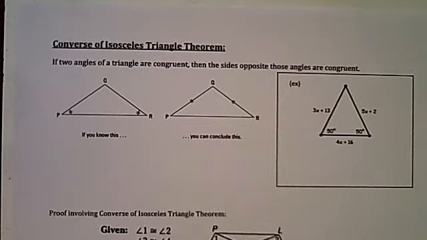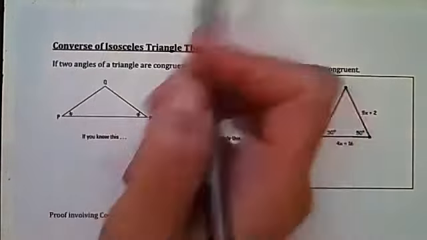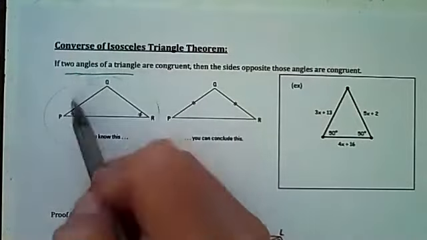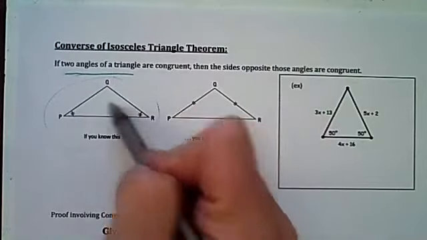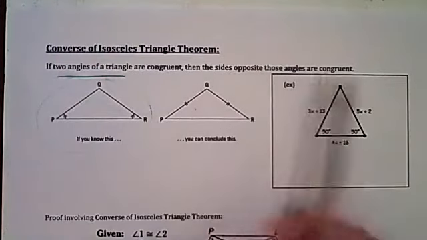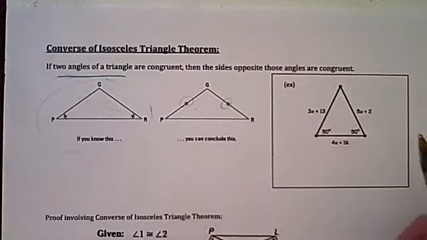So the converse of that theorem would flip it. And instead of saying if two sides, it's going to be if two angles. So this time you're given two angles are congruent. If I gave you something like this, and I said that P was congruent to R, you would be able to conclude that the sides are now congruent. So if two angles are congruent, then the sides opposite those angles are congruent. So you would be able to conclude that these two sides are the same.